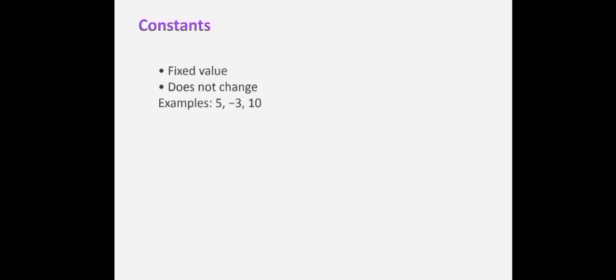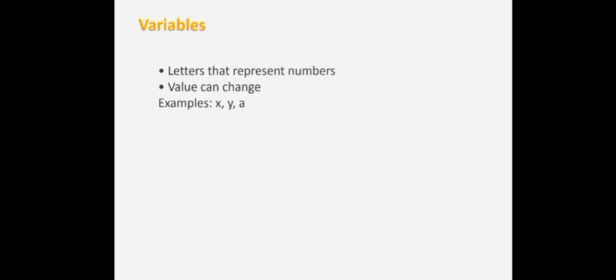Let's understand a new term, constant. A constant is a value that never changes. It always remains the same. For example, 5, minus 3 and 10. These are examples of constants. No matter what happens, these values stay fixed. So remember, constant equals fixed value.